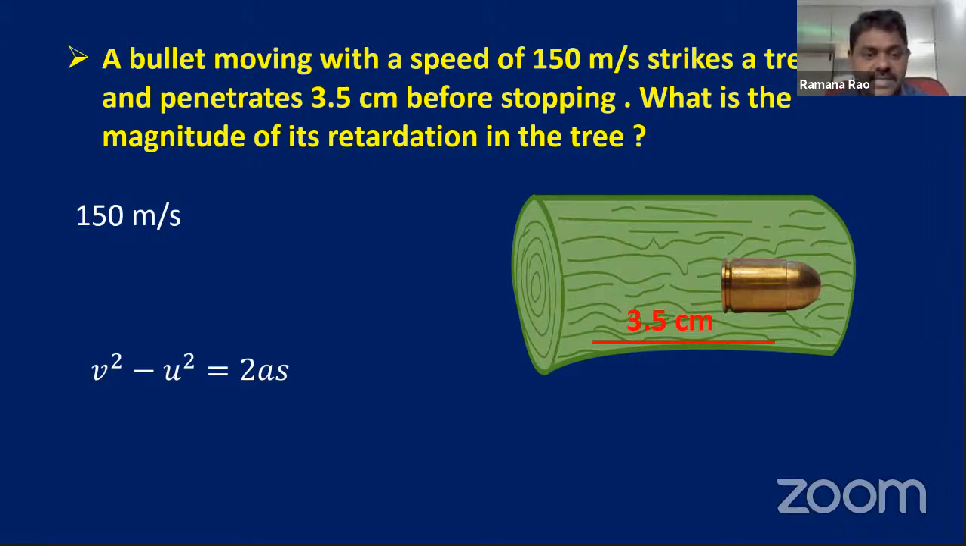What are the given quantities? Velocities are given, displacement is given. See the relation. Which equation we have to use? So we can use v square minus u square is equal to 2as. In this equation we have initial velocity as 150, final velocity as 0, acceleration we have to find, that is retardation, and displacement is given as 3.5 centimeters.